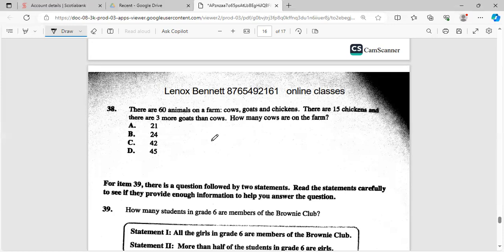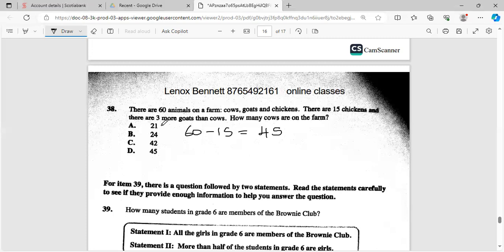There are 60 animals on a farm, cows and goats and chickens. There are 15 chickens and there are 3 more goats than cows. How many cows are on the farm? So I could just take it back from the total, right? So the total number of animals is 60. Number of chickens is 15. So that means the other 2 would add up to 45.